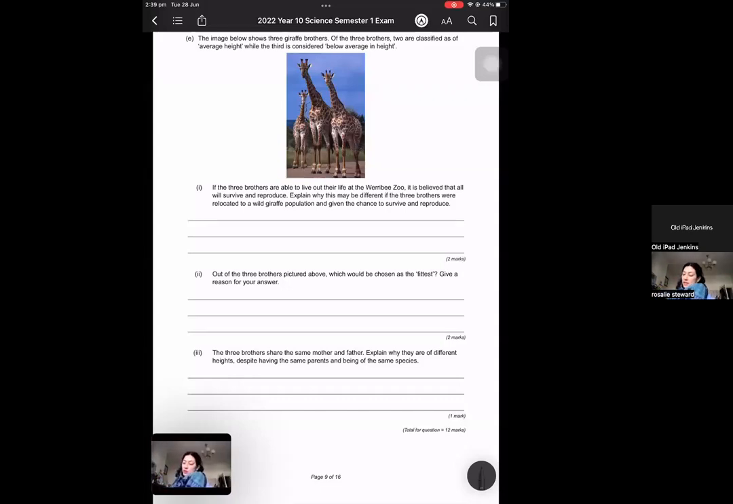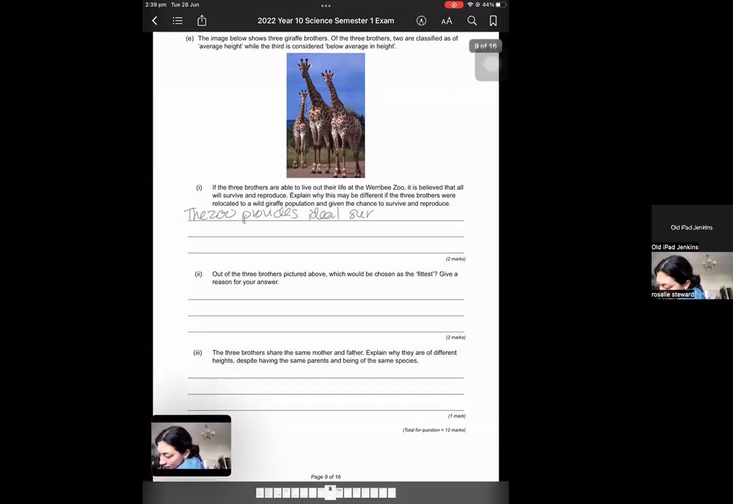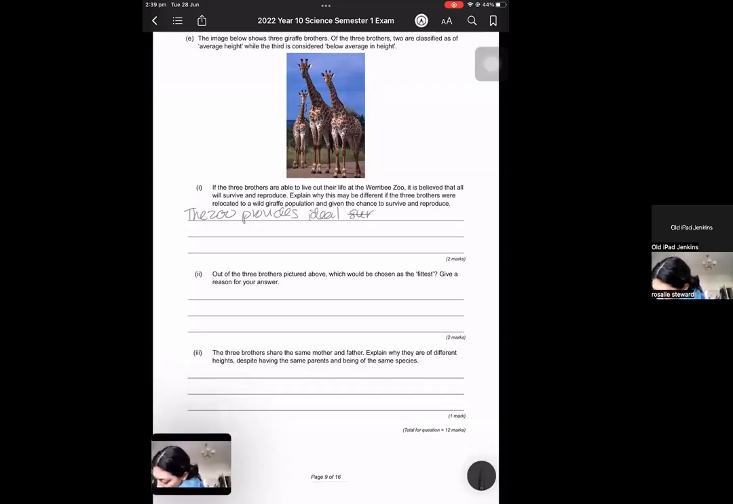Okay, going straight onto it. So look at these 3 brothers. In a zoo, they'll probably survive and reproduce. Why? Because they have the perfect conditions. Explain why this would be different if they were relocated to wild giraffe populations. 2 marks here. So the zoo provides ideal, not even survival, I would say, ideal conditions to survive and reproduce.